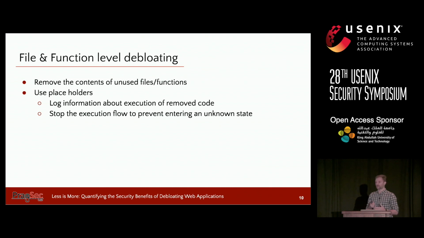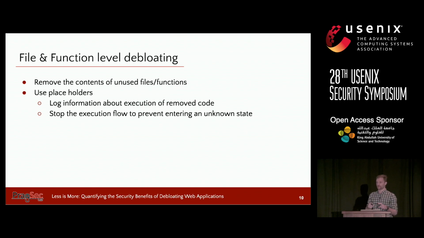So now that we know which parts of the application are going to be used, we can debloat what's not used. So we propose file and function level debloating now. File level debloating will remove a file from the application if none of its lines are ever executed. And similarly, function level debloating will remove the body of a function if it's never called.